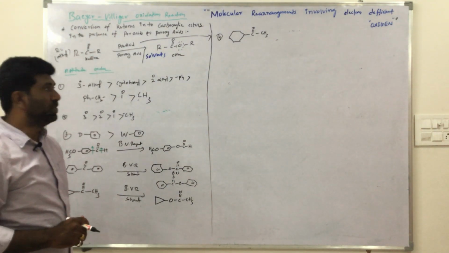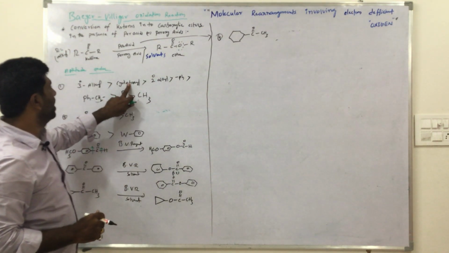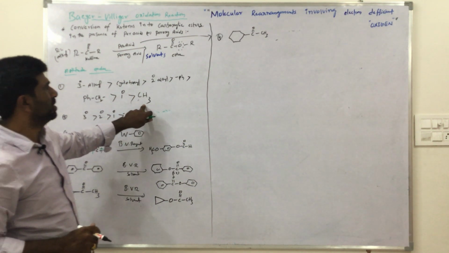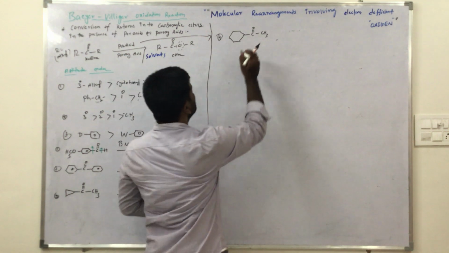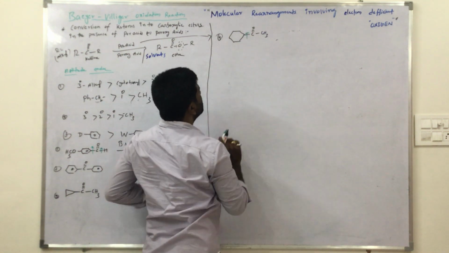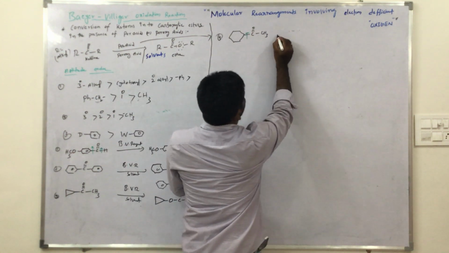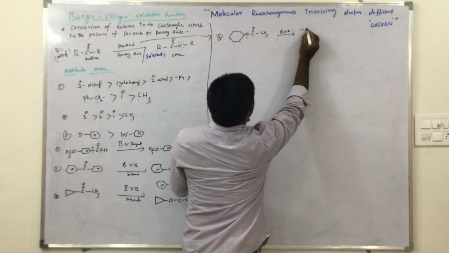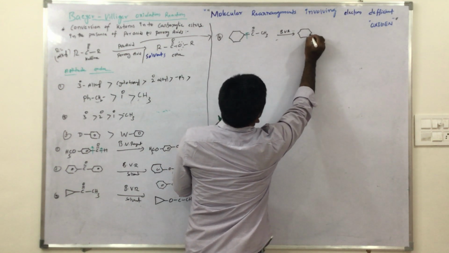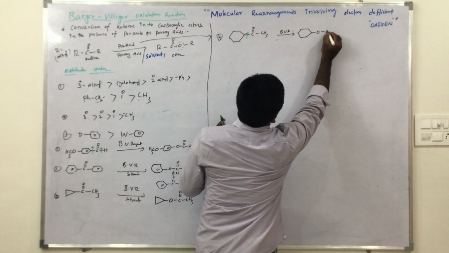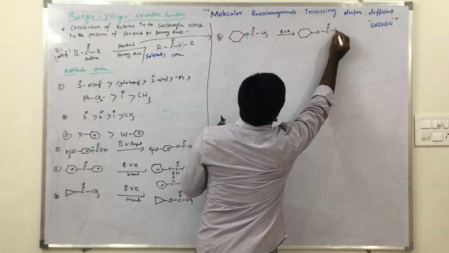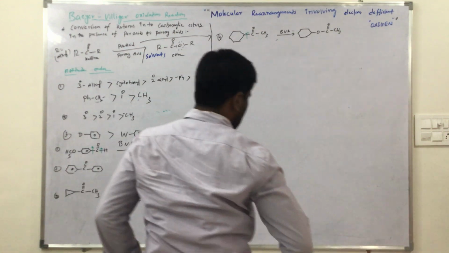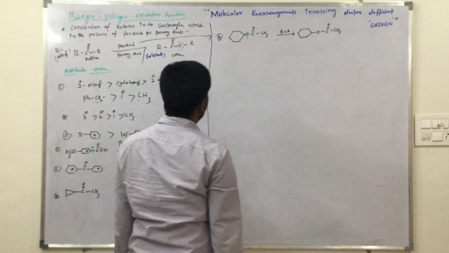Now which has more migrating aptitude, cyclohexyl or methyl? So oxygen insertion takes place at this position. Okay. Now, Baeyer-Villiger reagent. Now this is cyclohexyl, oxygen insertion, C double bond O, CH3, right? Clear?